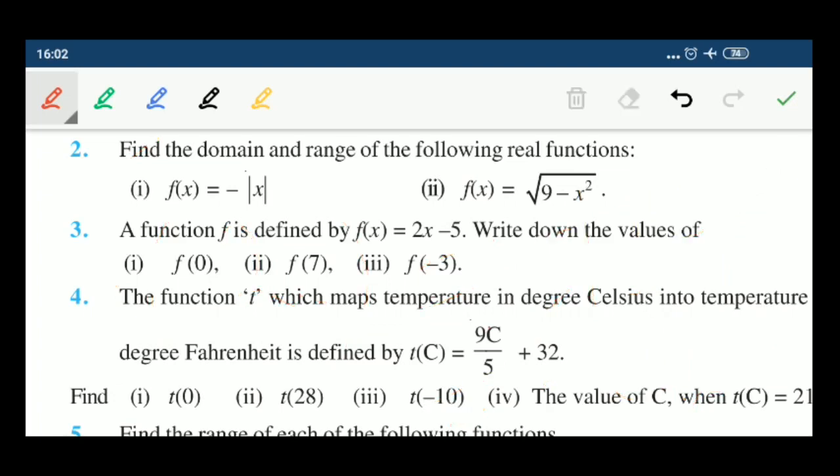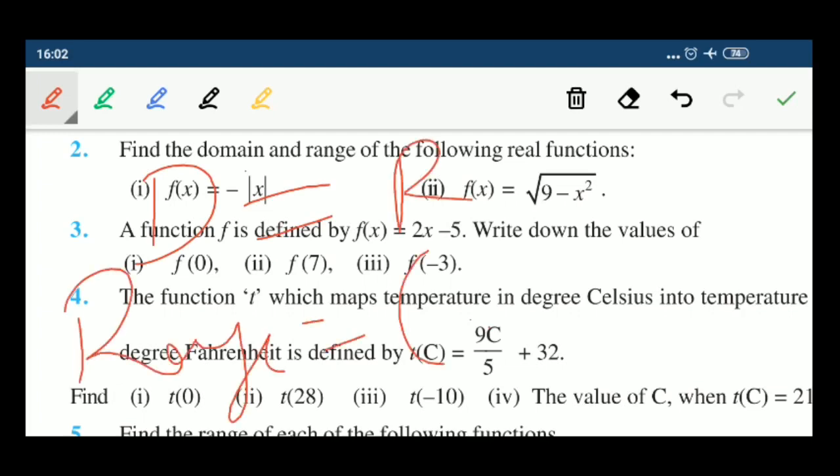So students, we conclude here. Its domain is any real value. And what is the range? The range will be only non-positive real values. Remember, its domain is all real values, and the range of this function is all negative real values, so it lies from minus infinity to 0. So this is the range of this function.